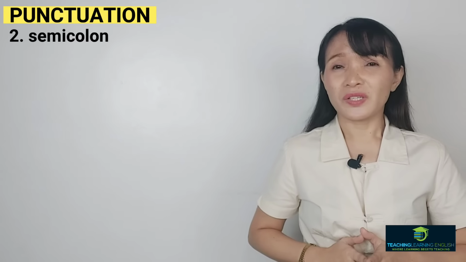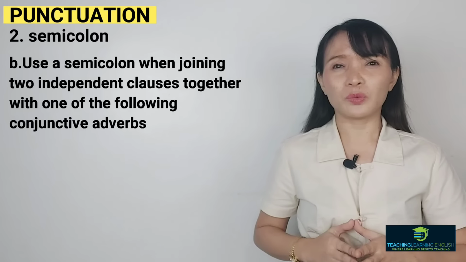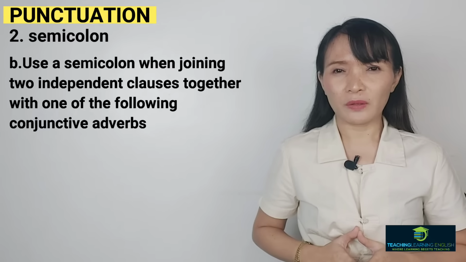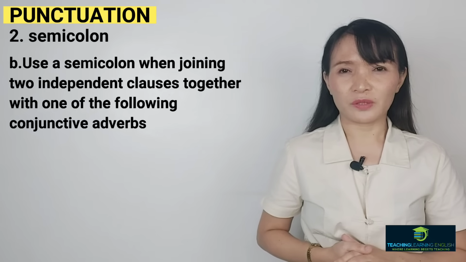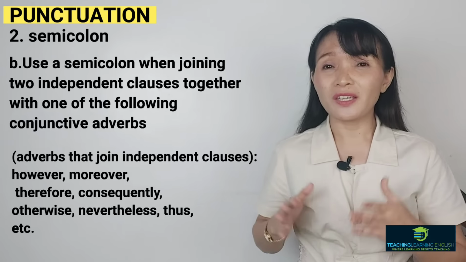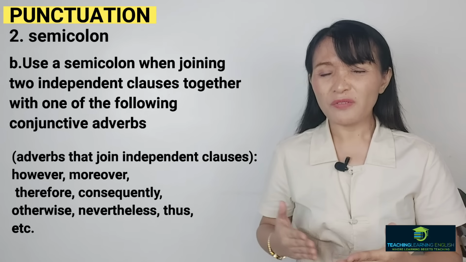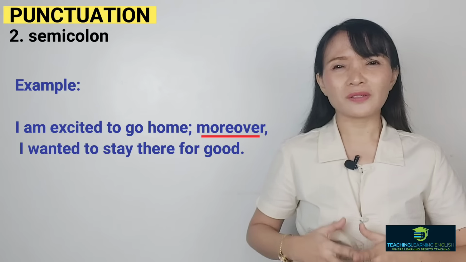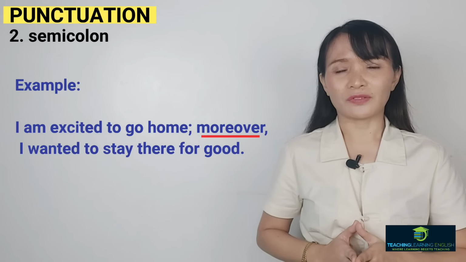Okay? So next, use a semicolon when joining two independent clauses together with one of the following conjunctive adverbs. So what are those conjunctive adverbs? Adverbs that join independent clauses. For example, however, moreover, therefore, consequently, otherwise, so many conjunctive adverbs.